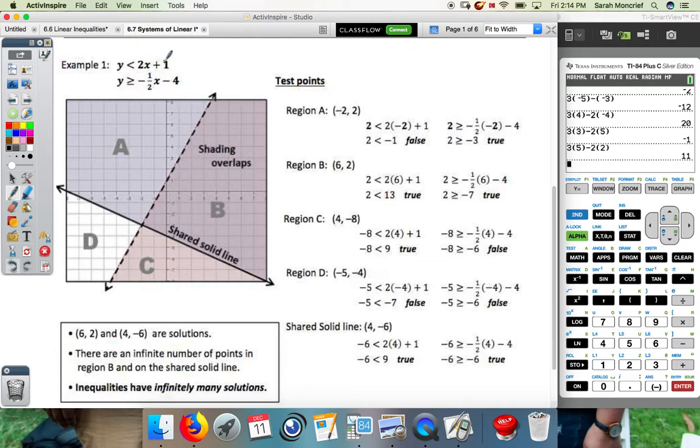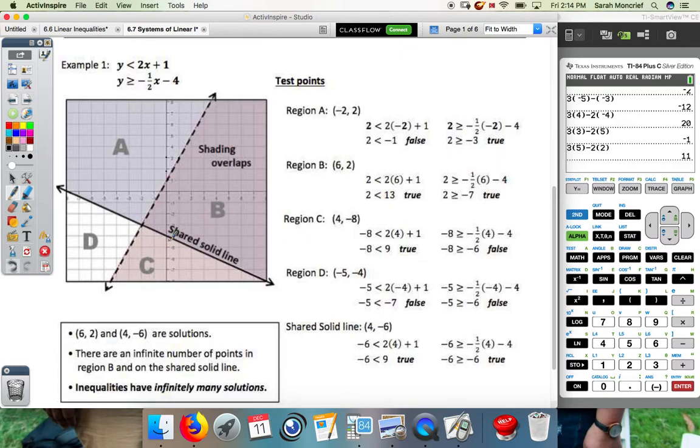So looking at this one, where would we start? We'd start at 1, and how many would we go up? 2. So 2 over 1, and 2 over 1 again. We continue that pattern to draw this. How do we know it was a dotted line? It was just less than. And where do we know to shade? Below. And again, with this one, we have y is greater than or equal to negative 1/2 x minus 4.